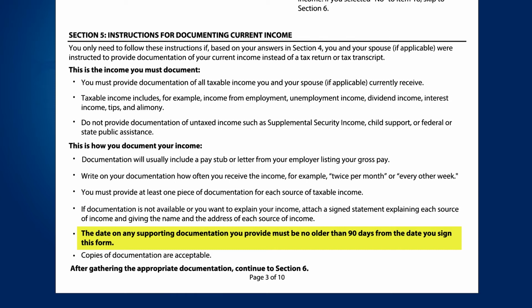Also, if you are married, your spouse is required to sign this form unless you are separated from your spouse or you're unable to reasonably access your spouse's income information. After you complete this section, you're almost finished. Just skip over to Section 6, read through it completely, and sign the application.